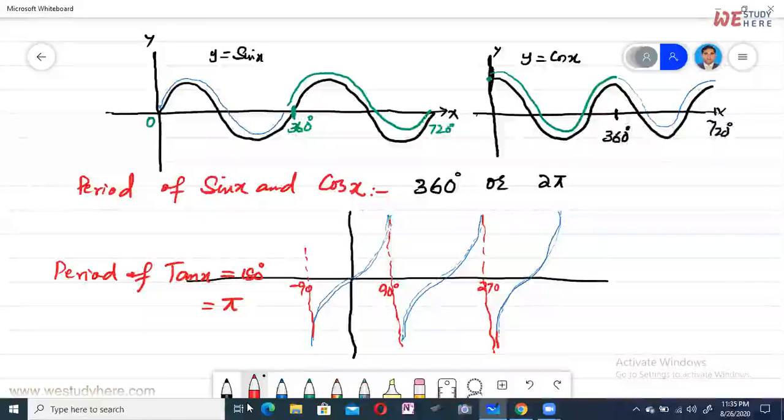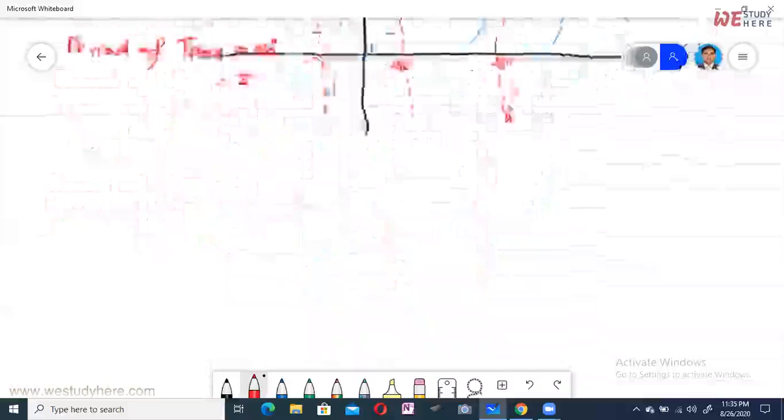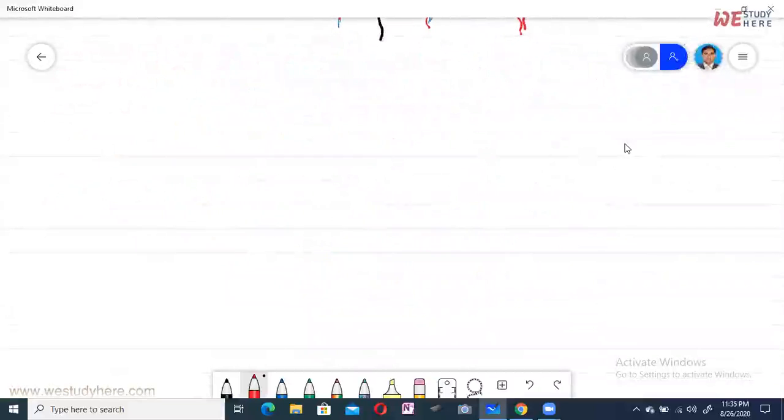Then after that, we will discuss different graphs: y is equal to a sin bx plus c, y is equal to a cos bx plus c, y is equal to a tan bx plus c. In that, we need to discuss the amplitude. Then the next thing is the amplitude of a trigonometric function.